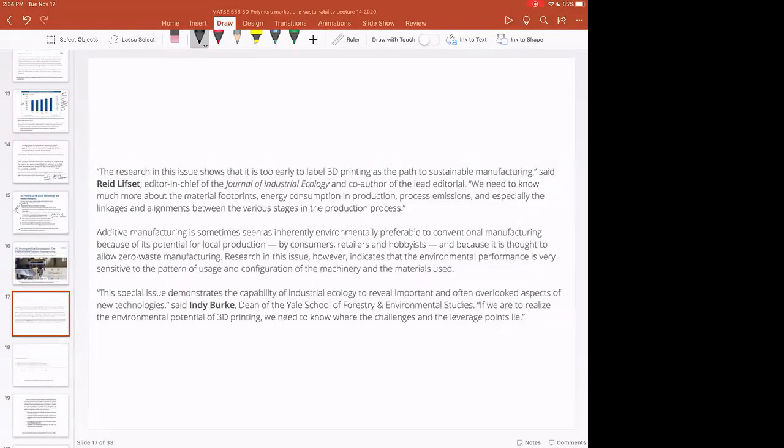And so what's interesting in the forward to this set of issues is that they say it's too early to label 3D printing as the pathway to sustainable manufacturing. So is AM sustainable or not? And the answer is, it depends.